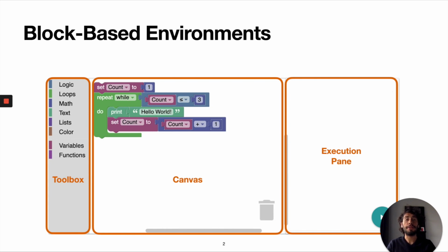A block-based environment is divided in three main parts: a toolbox, canvas, and an execution pane. The toolbox itself is divided into categories, and each of these categories may contain one or more blocks. Then, users take these blocks to build their programs. And the way they create their programs is by dragging and dropping blocks from the toolbox into the canvas. Finally, users can execute their programs and see the results on the execution pane.